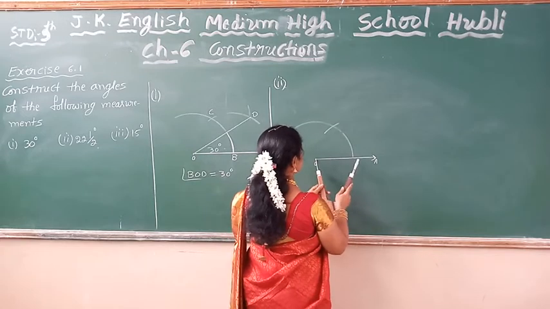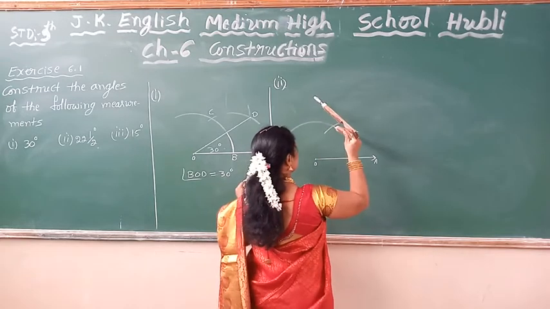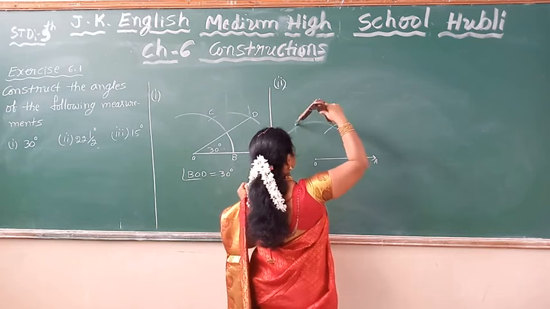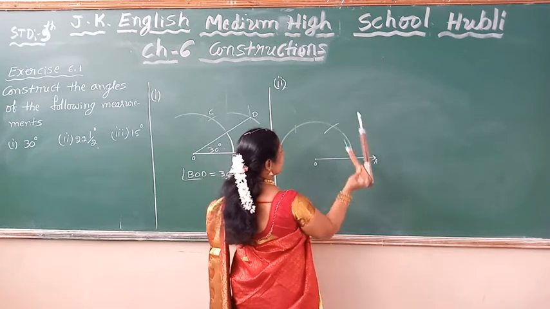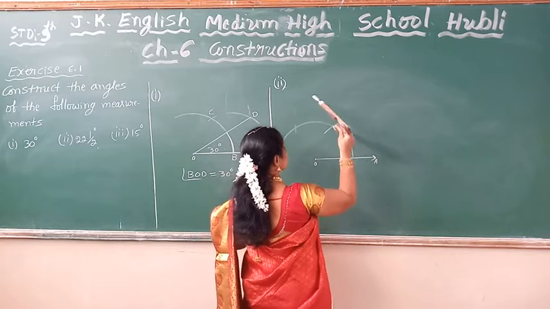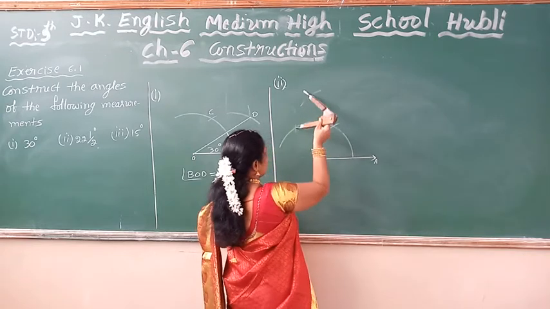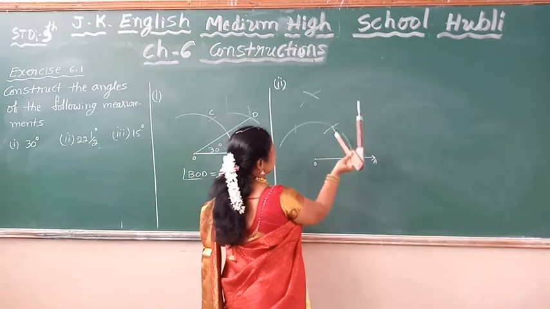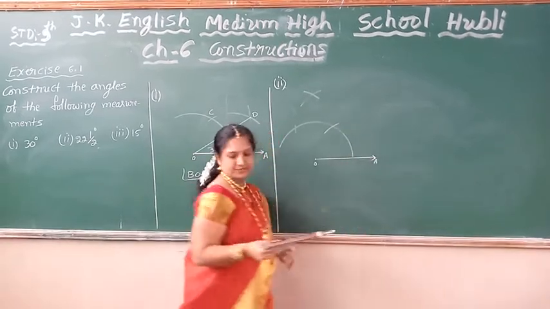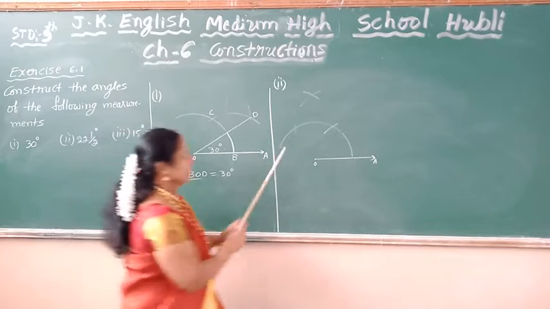Then I take the same measurement. We should not change the measurement. If I take the same measurement and cut it once, from here to here it is 60 degree. You already know how to construct 90 degree, so I will bisect this 60 degree now. I am going to get 30 degree here, 60 degree here. It becomes 90 degree.